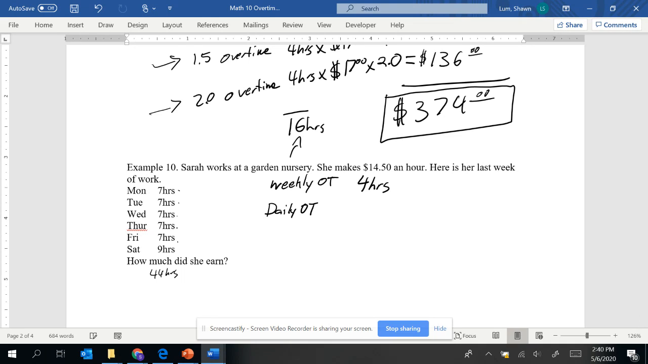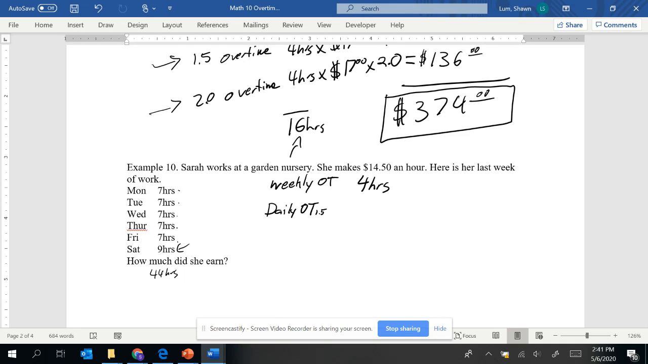Daily overtime, and I'm just going to write a little 1.5. I usually write that just to show that in case there's any time greater than 12 hours that they worked, then I'd write a 2.0. But we don't have anything greater than 12 hours.